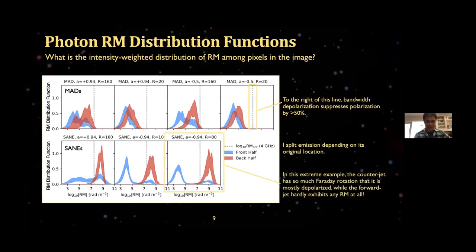Here we've got the counter jet emission almost entirely behind that dashed vertical line. That means that even though that accounts for intrinsically about half of the emission, it's actually going to be bandwidth depolarized to a smaller fraction of the overall linear polarization. Whereas the forward jet has a much smaller rotation measure, exhibiting something more like 10 to the 4. So you might be misled if, as we often do, you were to just integrate the total Faraday depth in this image, because it turns out that's mostly only affecting the counter jet here and not the forward jet.